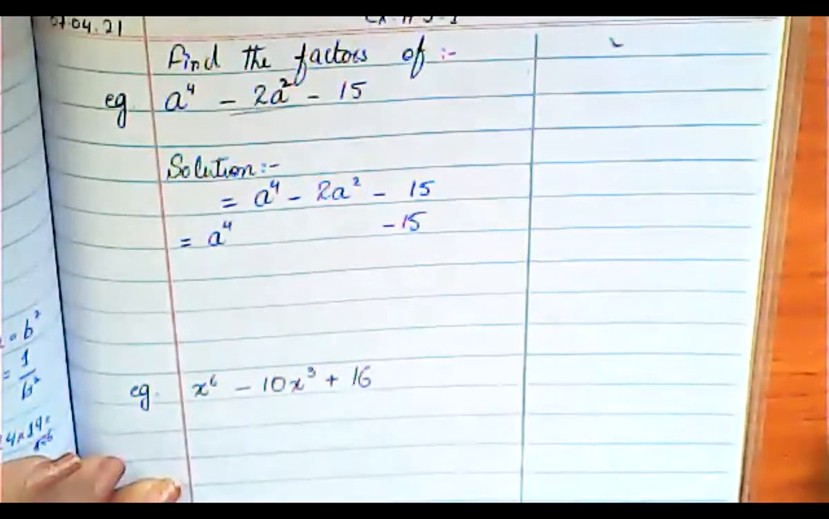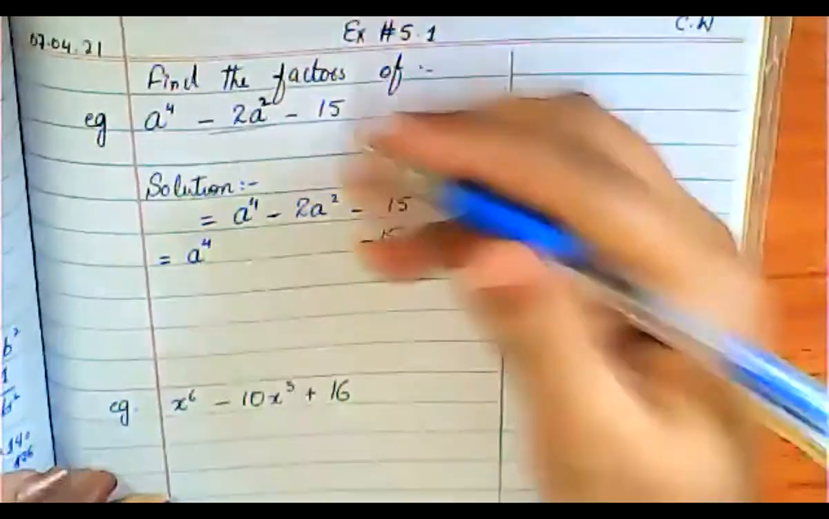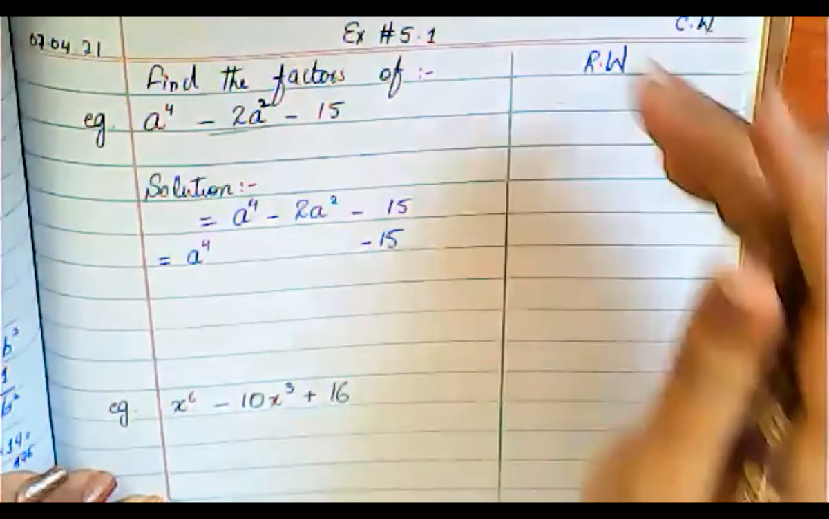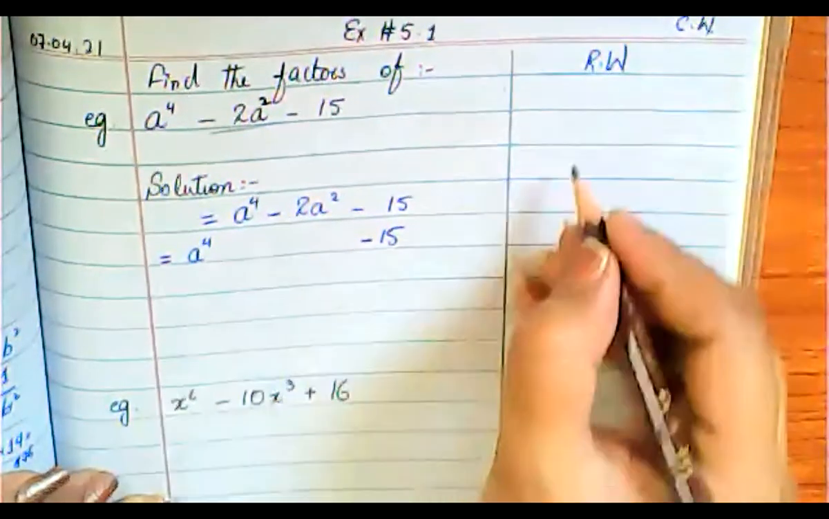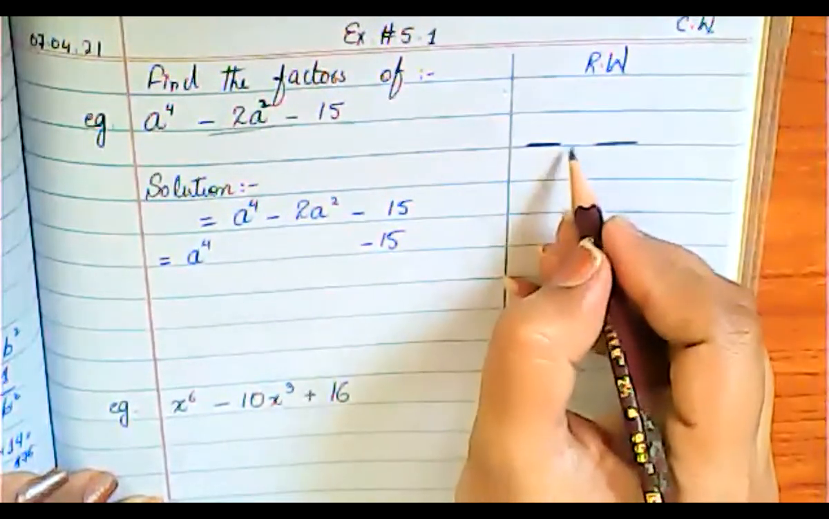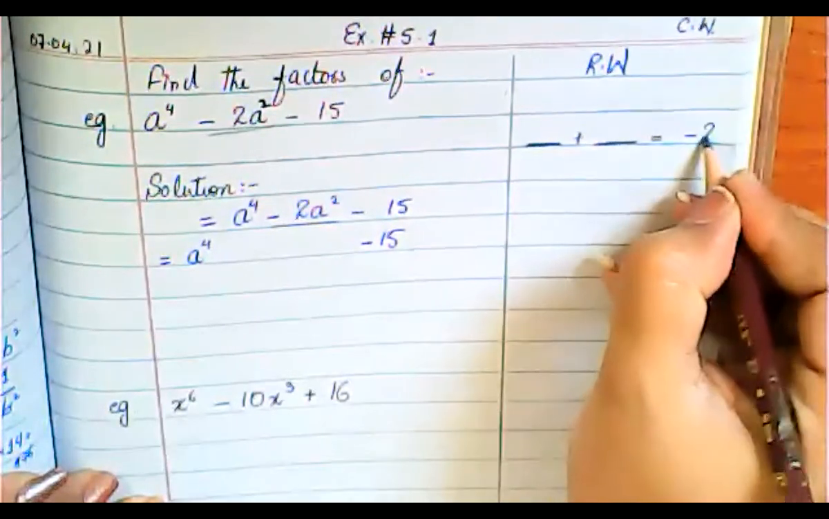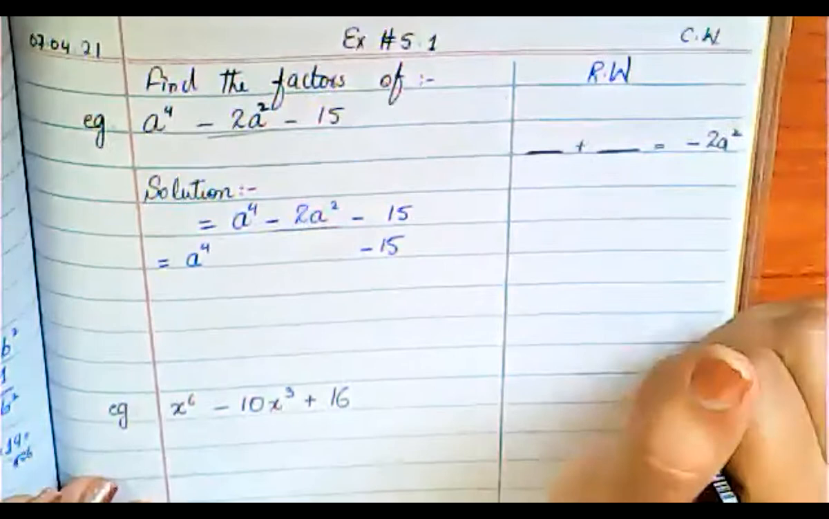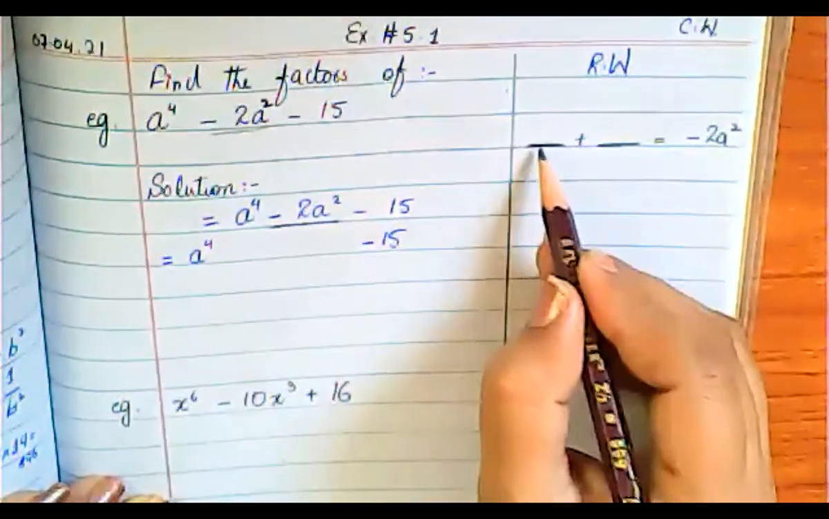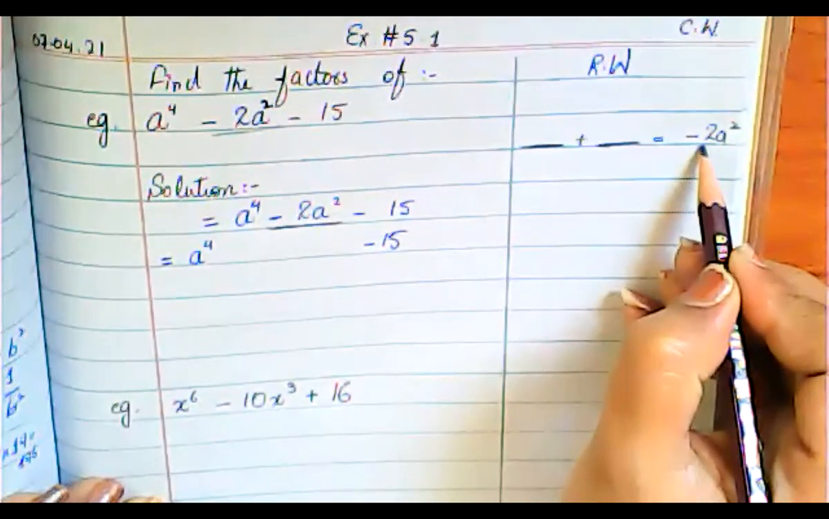Now how will you break it? You have to break it in such a way that two terms are required, and if you add or subtract them, your answer should be equal to minus 2a square. Means if you add or subtract these two terms, the answer should be minus 2a square.